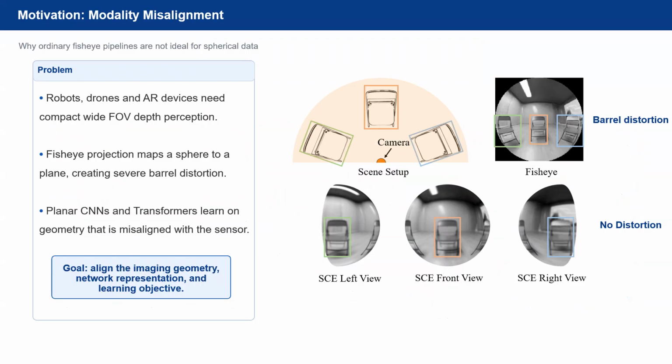The motivation comes from modality misalignment. Robots, drones, and AR systems need compact wide field of view depth perception. A common solution is fisheye imaging. However, fisheye projection maps spherical geometry onto a plane and introduces strong barrel distortion, especially near peripheral regions. Planar CNN models and transformer models then learn from a representation that is misaligned with the sensor. Our goal is to align the imaging geometry, the network representation, and the learning objective on the sphere.